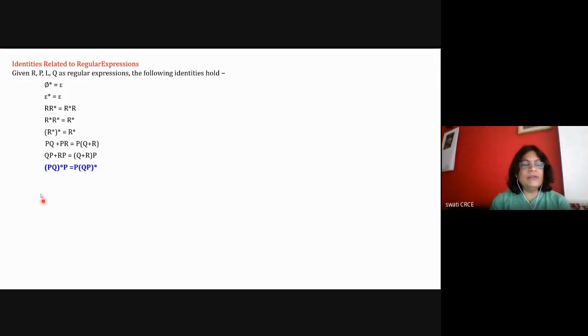Then suppose you are having the rule as PQ star P, PQ star P. See here, this P and this P, there are two P's. Both the regular expressions are same. So here we are saying that this P is compulsory once, and then PQ is for multiple times. So this is nothing but P compulsory, similar to R star is equal to R star R. So we can rewrite this as P dot QP star.